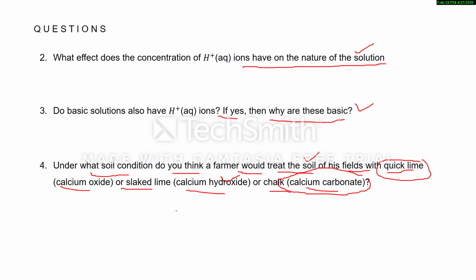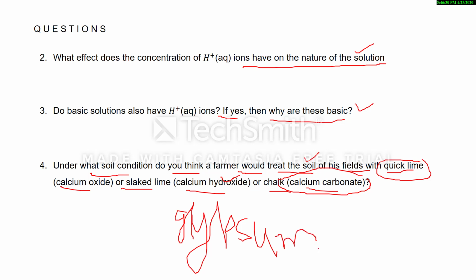In the same case, if the farmer treats the soil with gypsum, and this gypsum is acidic in nature, it means the soil becomes basic. Okay, so acidic soils are treated with quick lime or slaked lime or chalk, and basic soil is treated with gypsum. That's all.